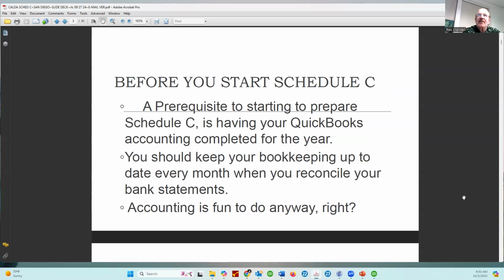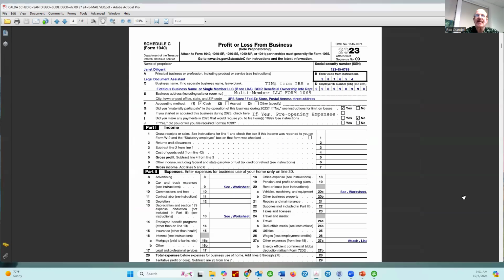Before you start preparing the Schedule C, a prerequisite is that you need to have your accounting system up to date and posted for the year, if you use QuickBooks or some other software. If it's still in the receipts, unorganized state for your bookkeeping, there's no way you can start the tax preparation. And you should keep your bookkeeping up every month when you reconcile your bank statements. And besides, accounting is fun anyway, isn't it? Right.